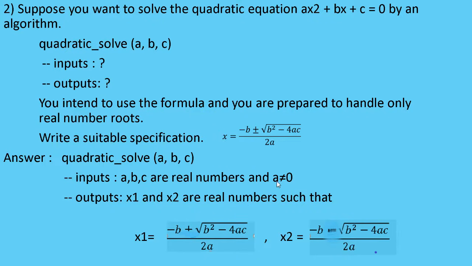If a is equal to 0, then we cannot call it a quadratic equation, because a quadratic equation should be of the form ax square plus bx plus c. Now if a is 0, then it will not be a quadratic equation. So one of the input properties is a not equal to 0. Okay. Next output: x1, x2 are real numbers. This equation will give the two real roots. So x1 is equal to, you know the formula very well, minus b plus. For x2, we have to put minus b minus. That is the difference.